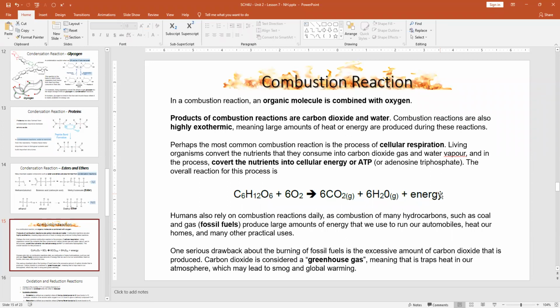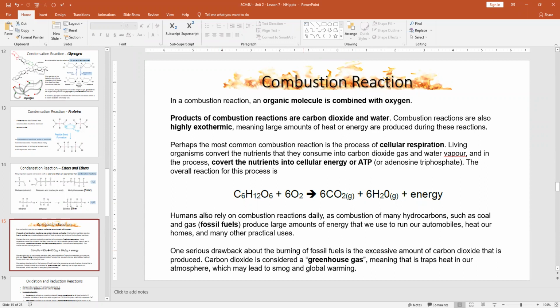And this is the same reaction that takes place within our cells when we go through the process of cellular respiration. We convert the nutrients, the sugars, for example. Here's a molecule of sugar that we consume. We go through the process of cellular respiration, and we combine it with oxygen, and we convert the nutrients into cellular energy of ATP, and also into carbon dioxide, which we exhale, and water vapor.